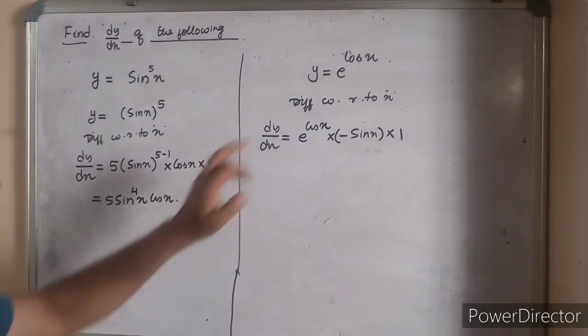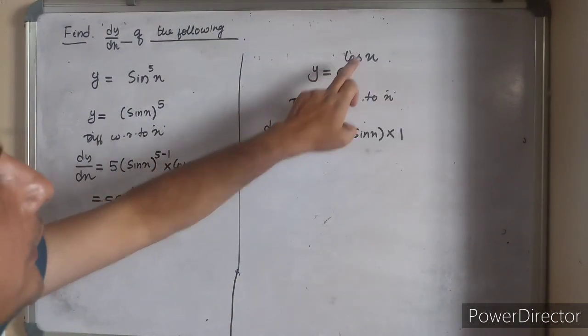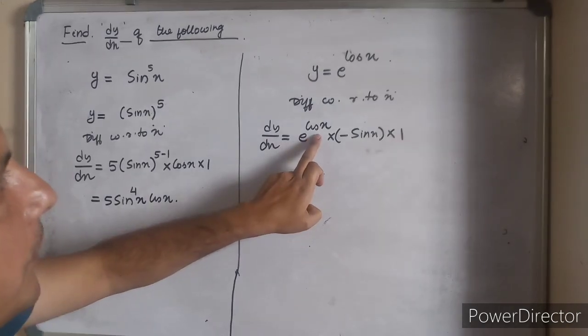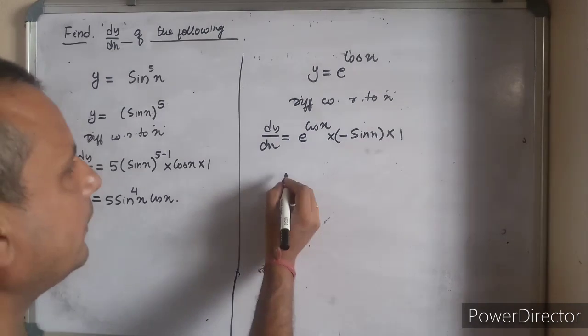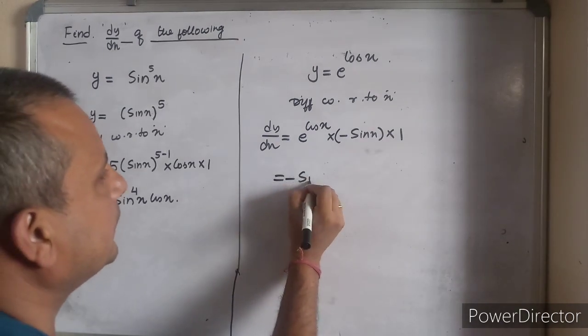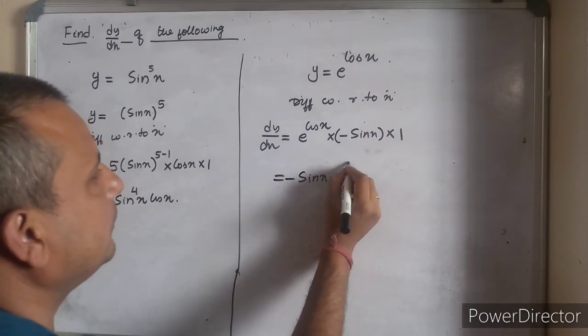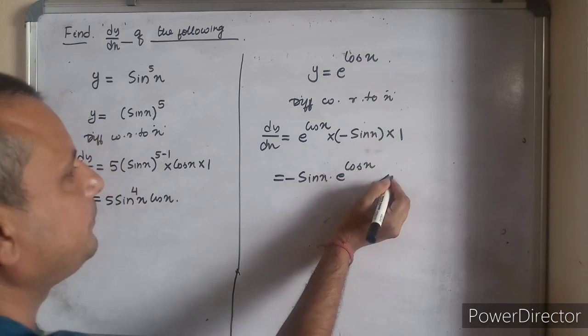Three times I'll differentiate. First e to the power cos x, by the e to the power x formula. The derivative of e to the power x is e to the power x, the derivative of cos x is minus sin x and the derivative of x is 1. Now after simplification you will get minus sin x e to the power cos x.